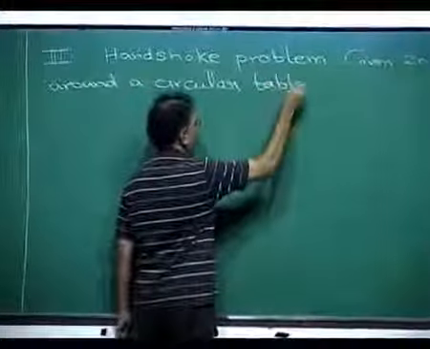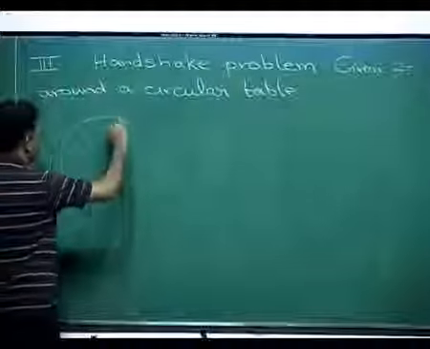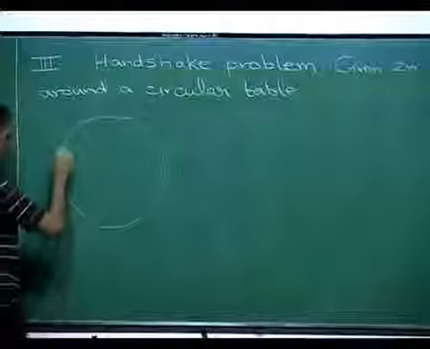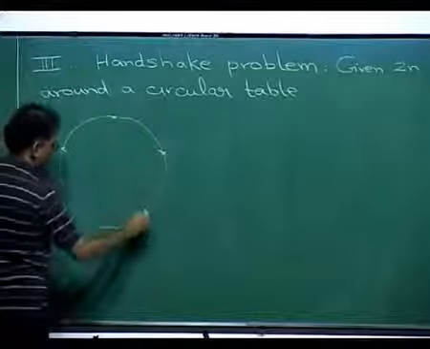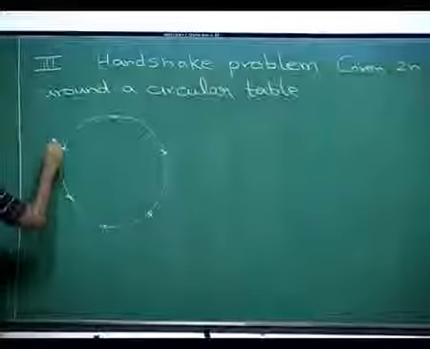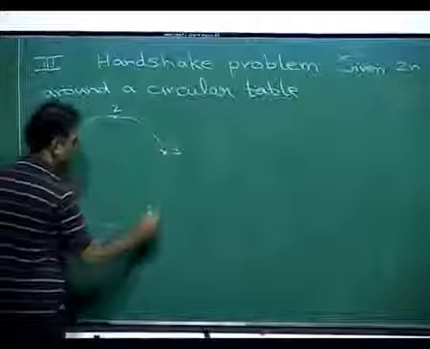So again, I'll take n equal to 3 and work it out, and then we'll see what happens. So here's my circular table. And here are my 2n people sitting around that table. Now what these people would like to do is to shake hands with each other. So this one may like to shake hands with 3, 4 may like to shake hands with 6, and 2 may like to shake hands with 5, right? One might like to do that. But we were only interested in configurations where the hands don't cross.